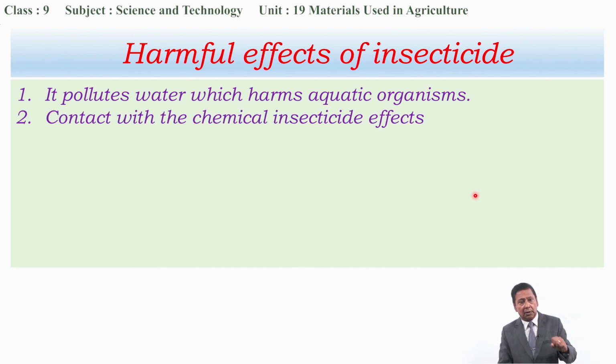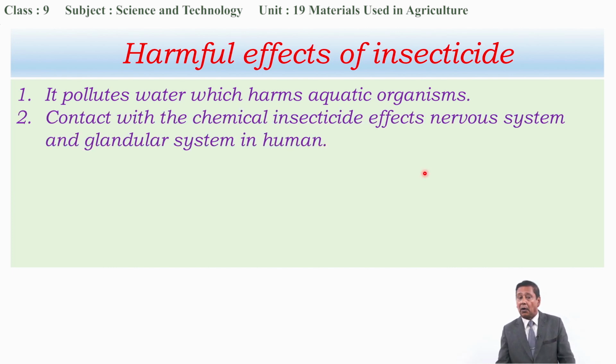There is another harmful effect. Contact with chemical insecticide affects the nervous system and glandular system in humans. While using this in the field, certainly we come in contact with this chemical substance, and if contact is a lot, then it adversely affects the nervous system and the glandular system. That's why this is a harmful effect of insecticide.